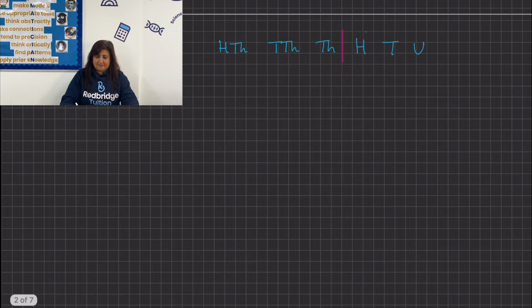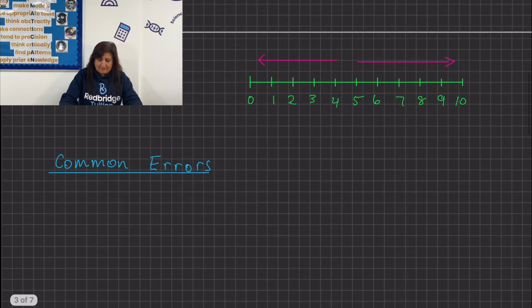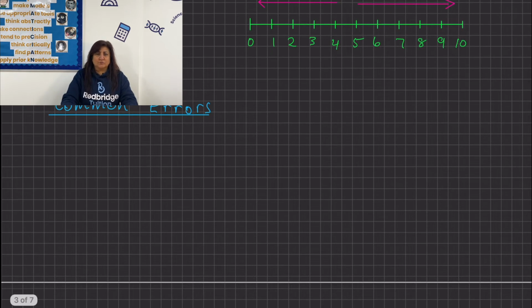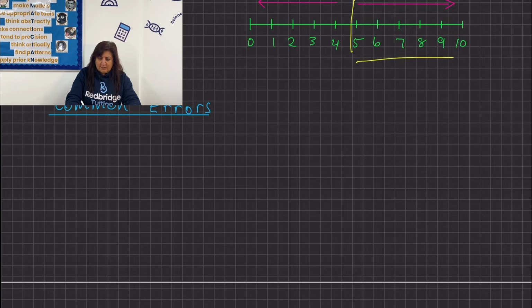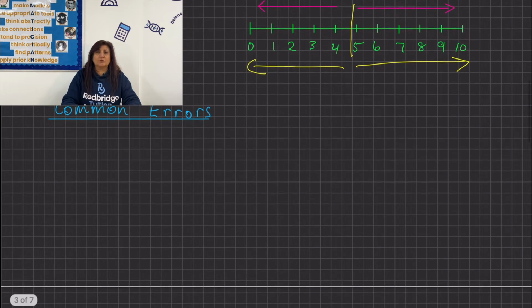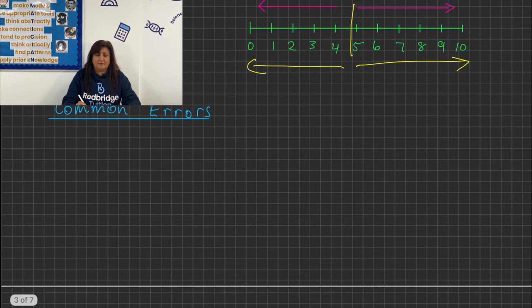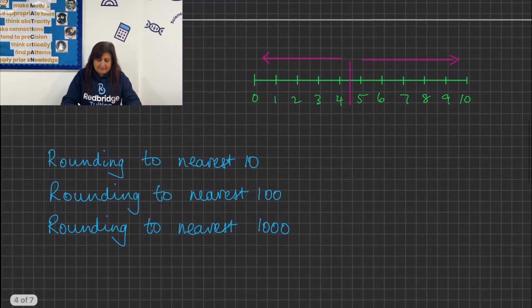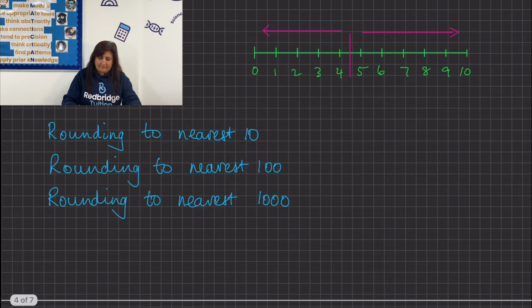Let's start by looking at the rules of rounding. There's one major rule for rounding, and that is anything that's 5 or more rounds up, anything that's 4 or less rounds down. If you remember that one rule and you apply that one rule to all of your rounding, it will make perfect sense.